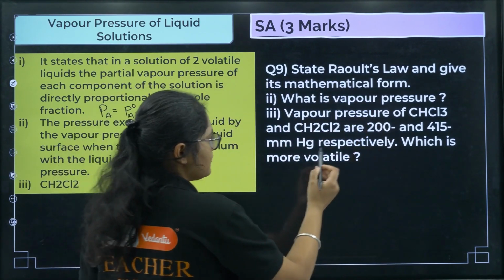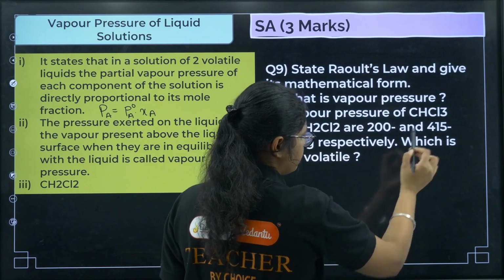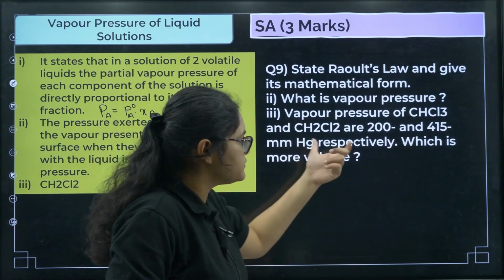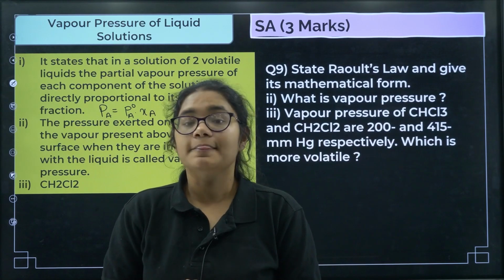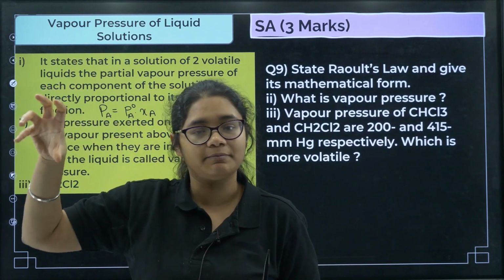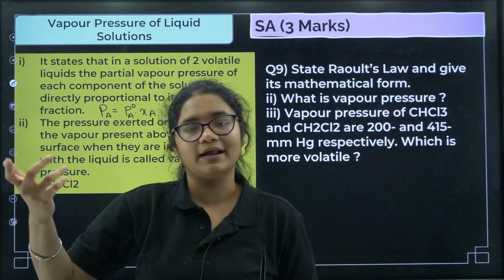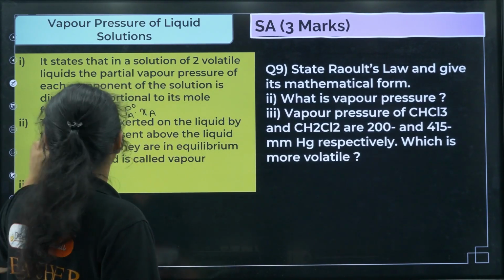Next, here we have CHCl3 is 200 and CH2Cl2 is 415, right? So that means whose vapor pressure are you seeing as more? CH2Cl2, right? 415. That means more CH2Cl2 has evaporated and has created a vapor pressure. So which is more volatile? Obviously CH2Cl2. So that will be more volatile.